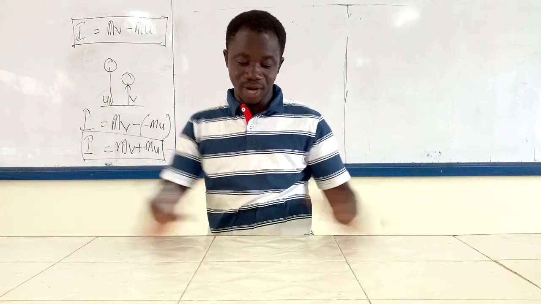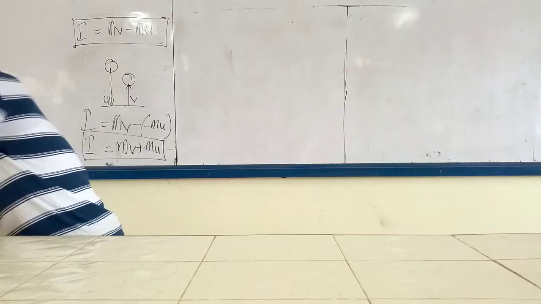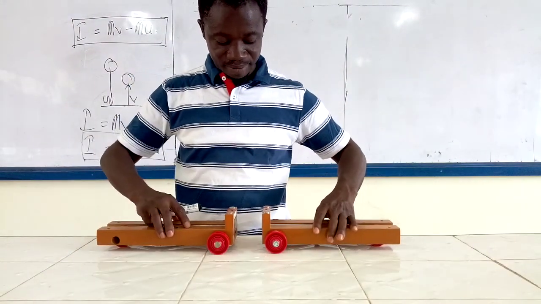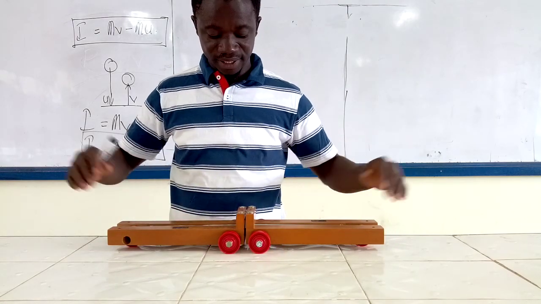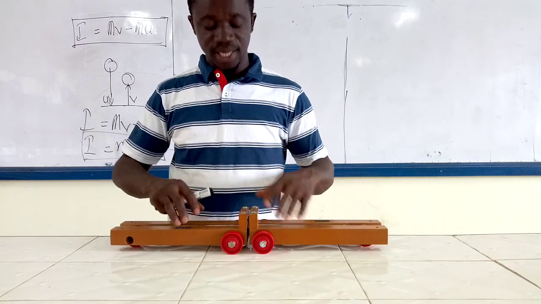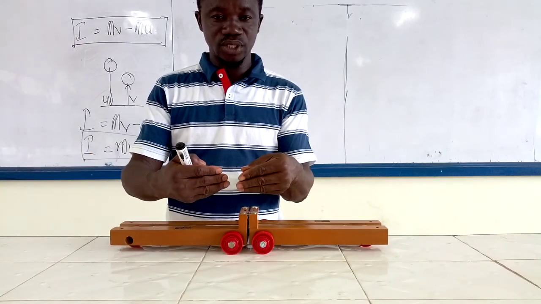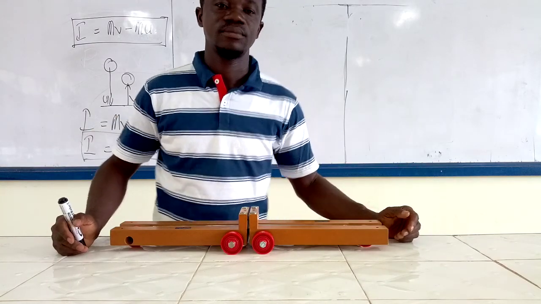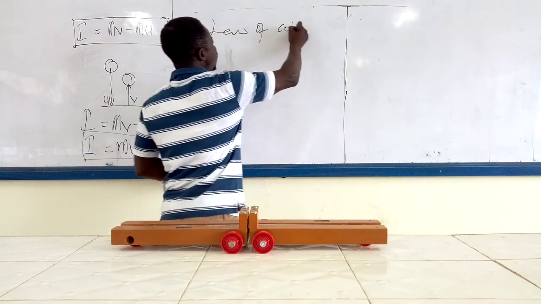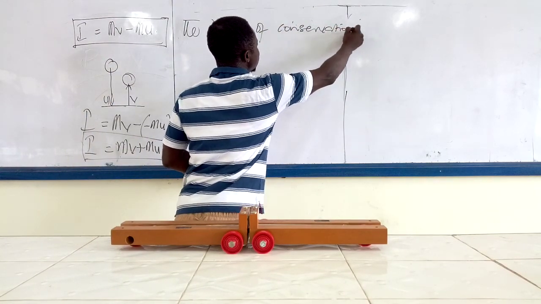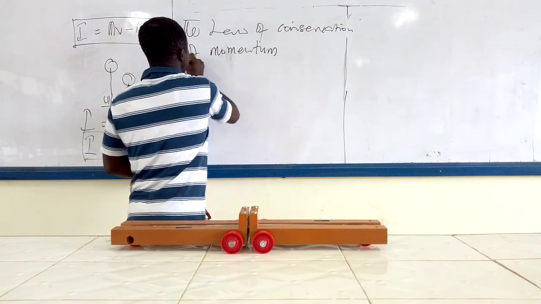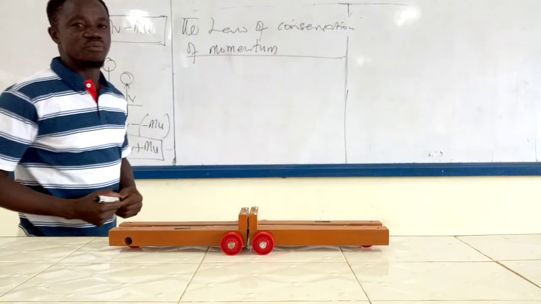So in a system of colliding bodies, I have two trolleys here. In a system of colliding bodies, provided there is no external force acting upon them during the collision, their momentum before collision is equal to their momentum after collision. Good. So that is the law of conservation of momentum.